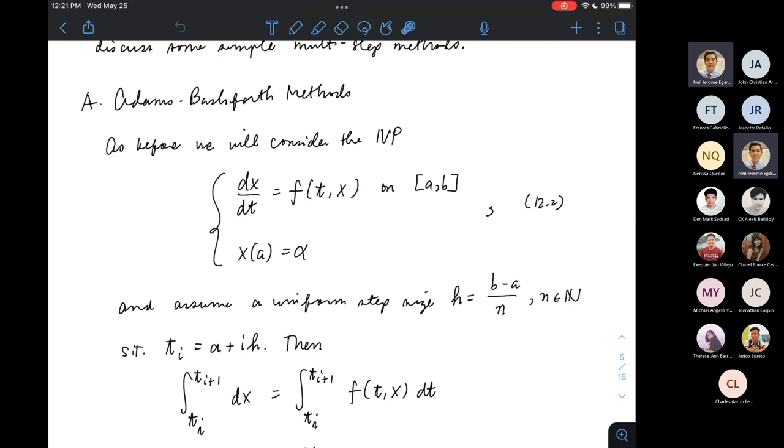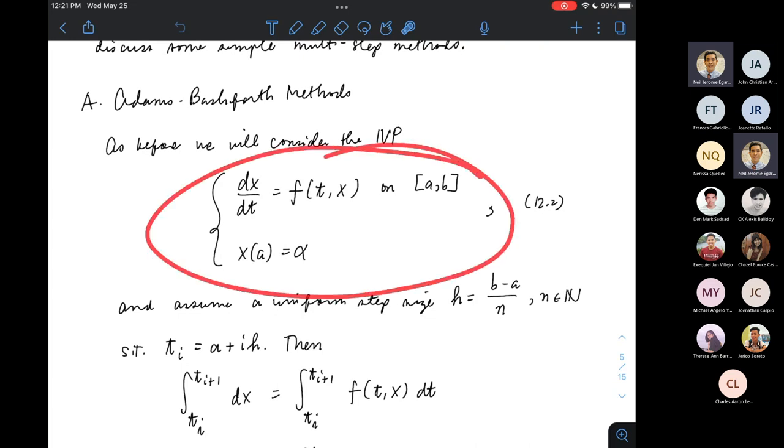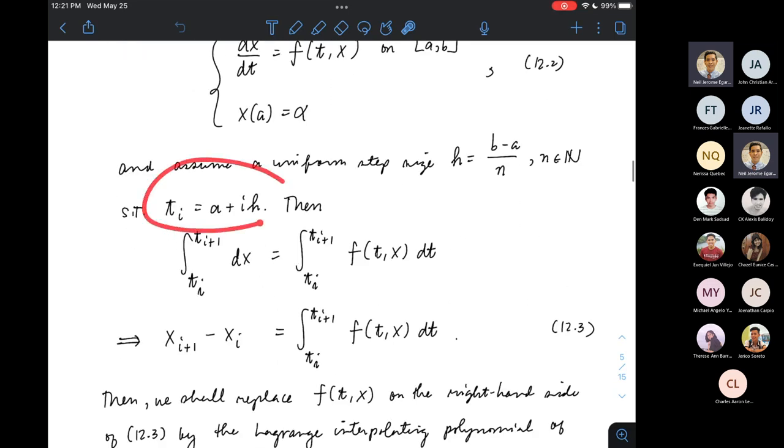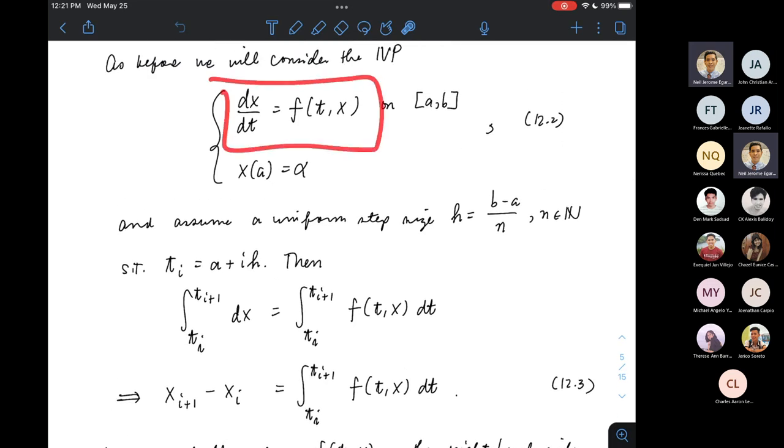Okay? Now, punta natin yung unang klase ng method. Ito yung tinatawag na Adams-Bashforth methods, ano? So, tatawagin ko sila mga AB methods. So, for Adams-Bashforth, just recall, ito yung general form ng IVPs na kinoconsider natin, yung nasa equation 12.2. And then, for the Adams-Bashforth methods, we will assume there is a uniform step size. Ang step size natin ay B minus A all over N, such that each of the t sub i's are computed as the initial time value plus i times h.